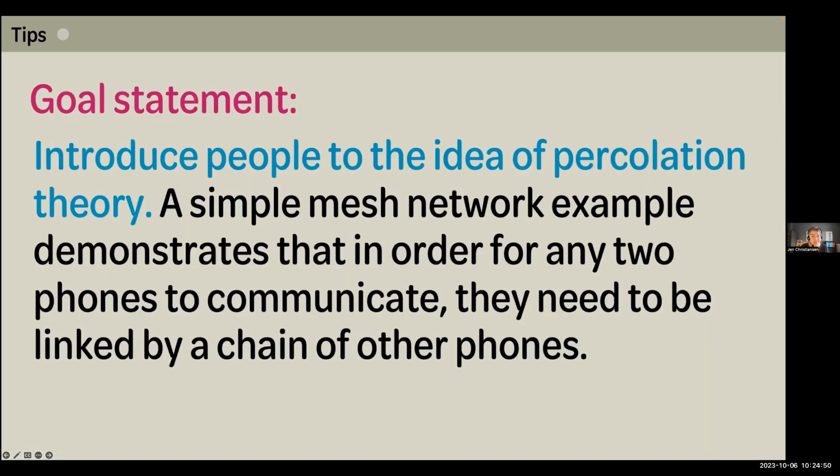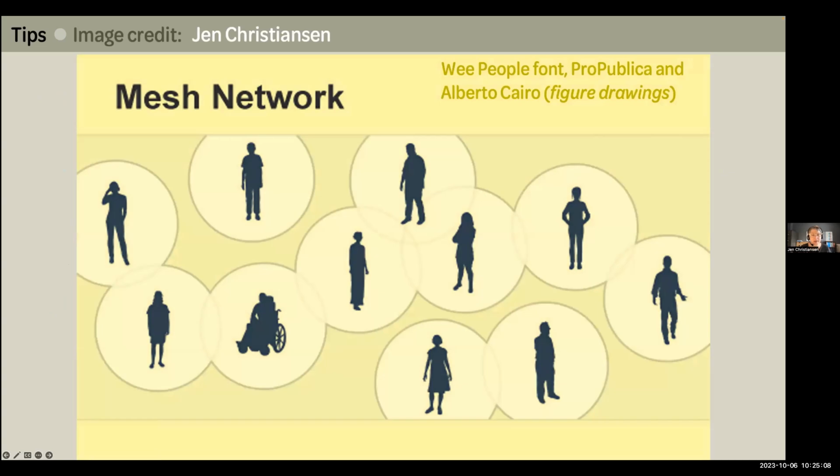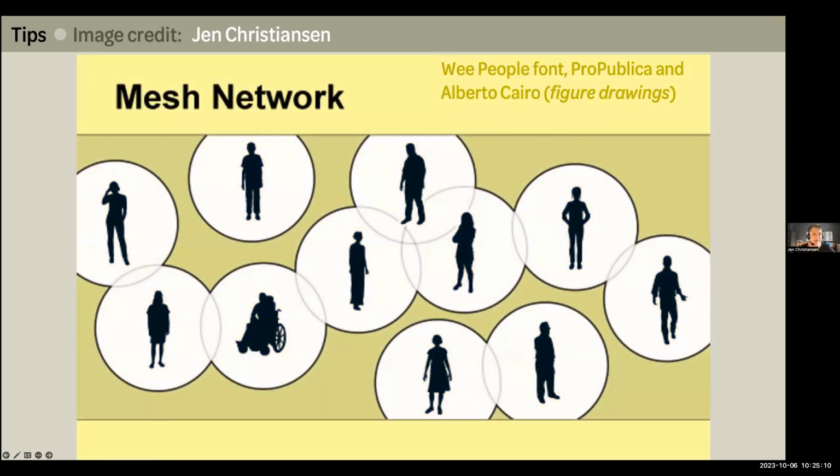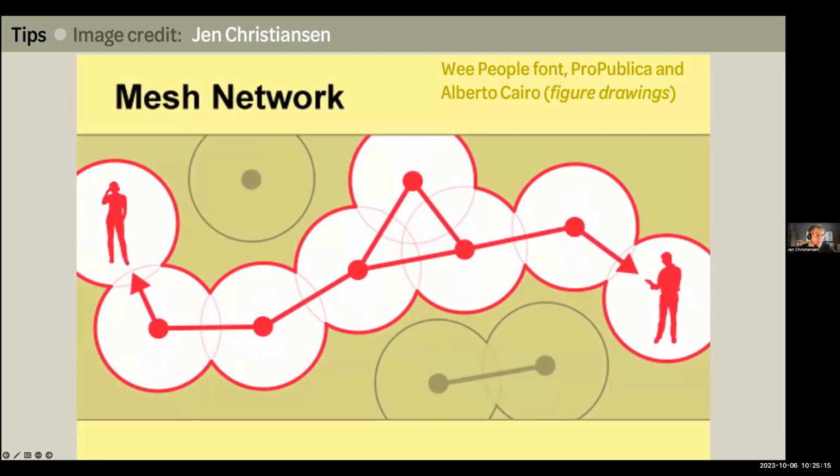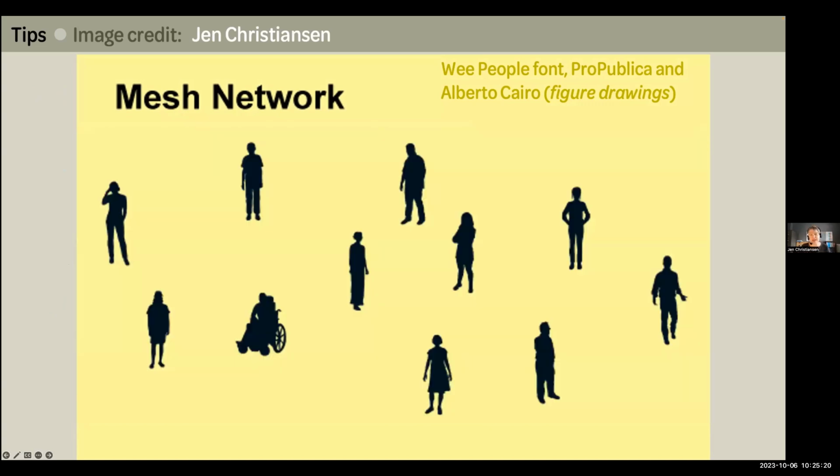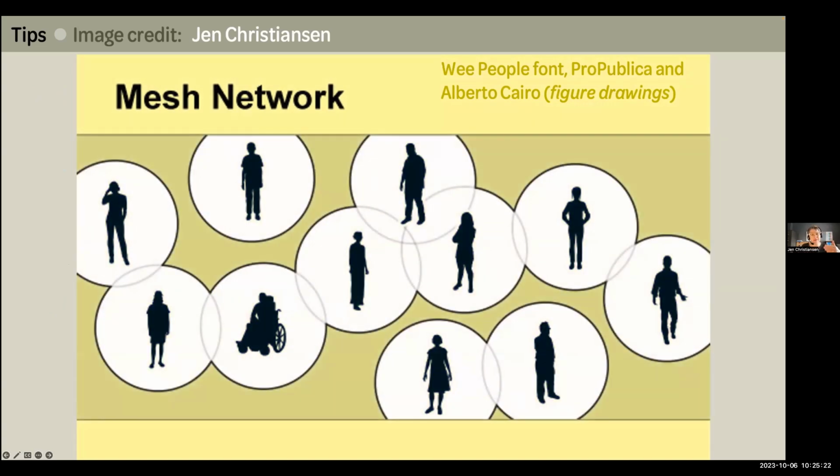Here's another goal statement example. Introduce people to the idea of percolation theory. A simple mesh network example demonstrates that in order for any 2 phones to communicate, they need to be linked by a chain of other phones. And here's how that graphic played out online when we could use an animated GIF. There's no caption and labels here because the context was provided in the text. So you'd read a paragraph of text and then hit this example immediately after.